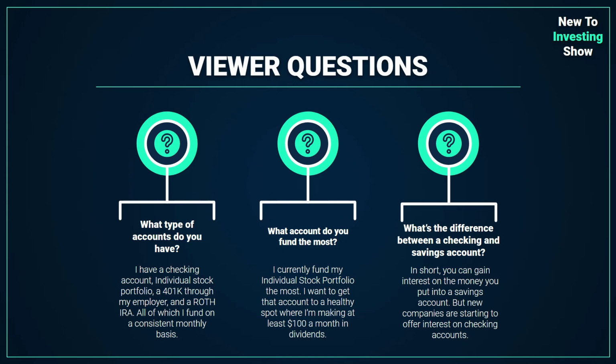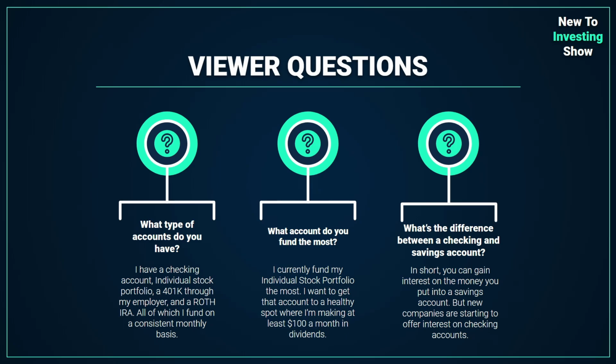All right, we'll spend a few minutes here to turn over to viewer questions. The first question we have is, what type of accounts do I have? I personally have a checking account, an individual stock portfolio, a 401k through my employer, and a Roth IRA, all of which I fund on a consistent basis and on a monthly basis. This is a topic that I'll discuss in future videos, just the different type of accounts that you can have and should have in life. So great question, but those are the ones I have.